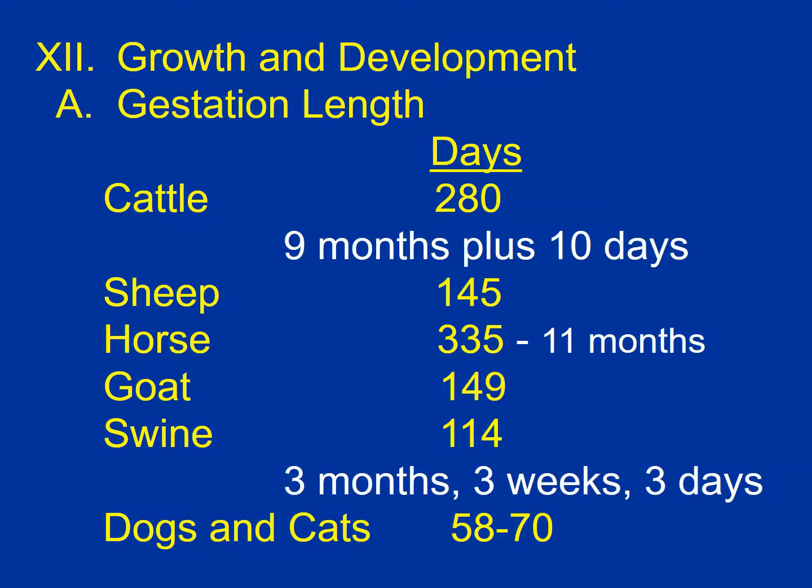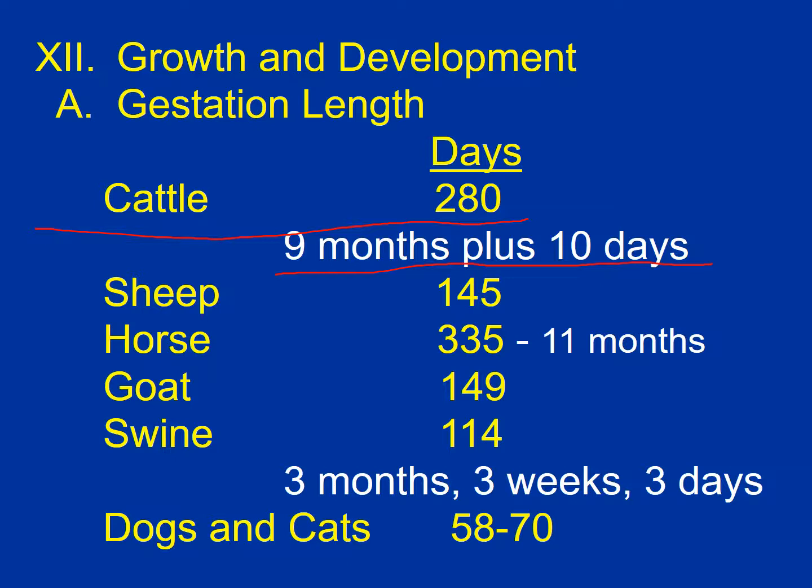This slide shows the gestation lengths of the different species. Cattle average about 280 days, or 9 months, 10 days if you want to count on the calendar. There can be quite a bit of variation in gestation length by breed. For example, in cattle, Holsteins average about 277 days, while Brown Swiss average about 2 weeks longer, about 290 days.